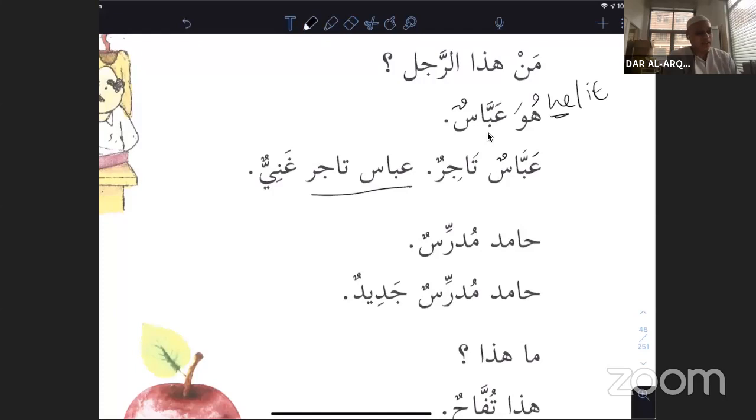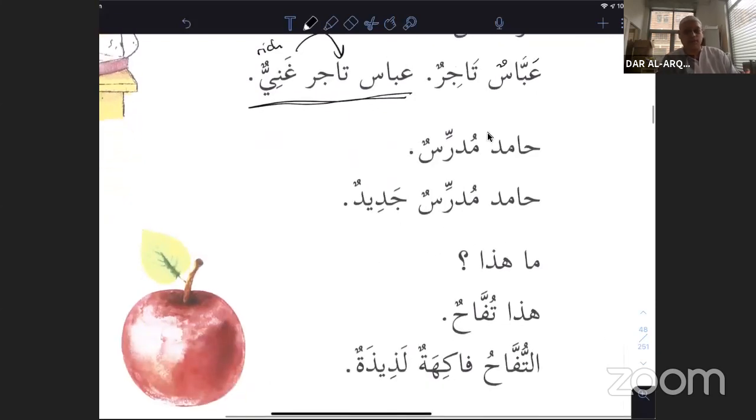However, in this part, we clearly have Na'at and Man'ud. Abbas is a rich trader. Ghaniyun means rich, obviously. Now, ghani is an adjective for tajir. So Abbas is a rich merchant. طيب. Is that clear, everyone? Any questions? No? Okay, طيب. Go to the next line.